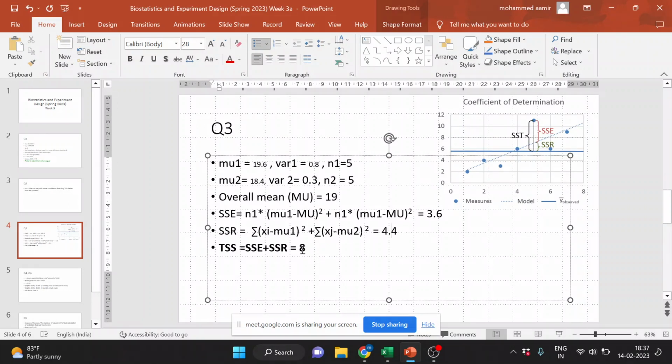This is just math. The most important thing is to understand what it actually means, what SSE and SSR are. These are distances in Euclidean space. Euclidean space is any graphical space. It's just the space between the mean, the line, and the actual data point.